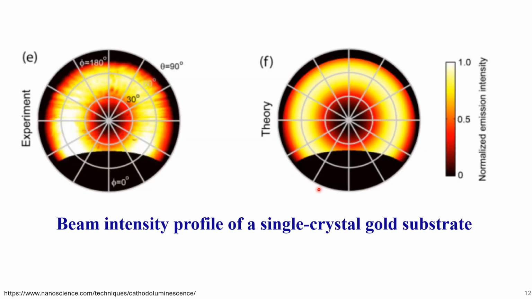This figure is an experimental example of such a profile measured on a single crystal gold substrate, corrected for mirror geometry. The experiment on the left demonstrates the full beam profile and the correlation with the theoretical example on the right. This example used an SEM to energize the top of a gold nanopillar and measure the angle of the CL radiation coming off from the top of the pillar.